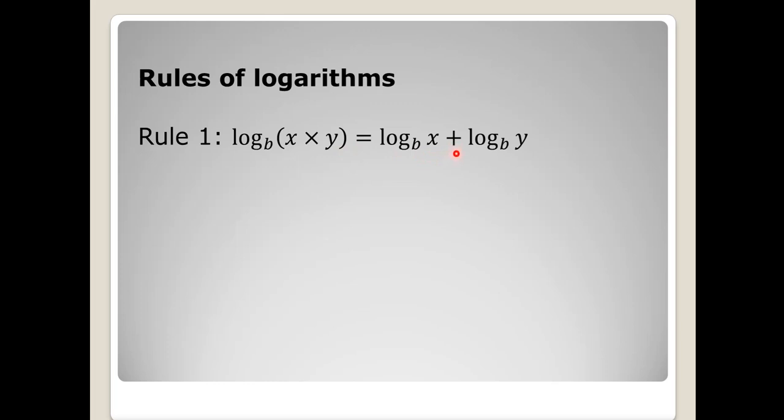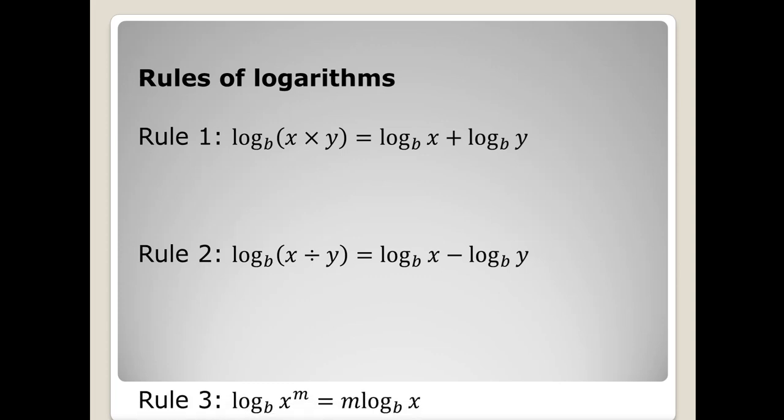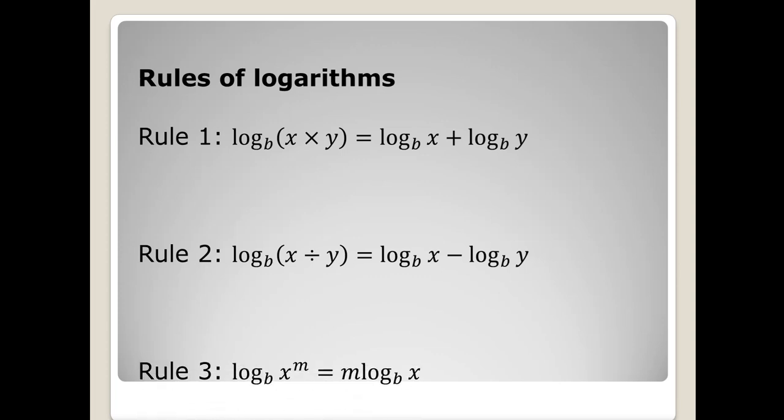It's not multiplication. The second rule says if the two numbers inside the log are divided by each other, like this, log x divided by y to base b equals log x to base b minus log y to base b. Minus now. So if the two numbers divide by each other, then their log will be log of the first number minus log of the second number.